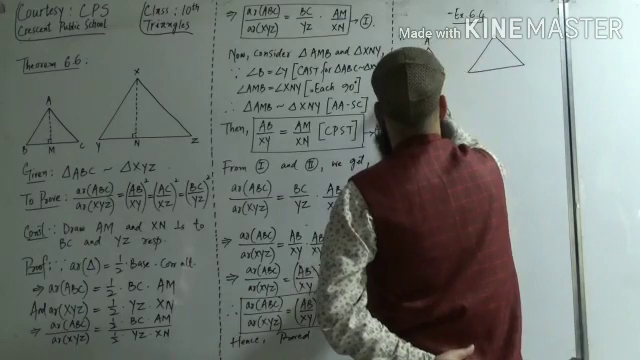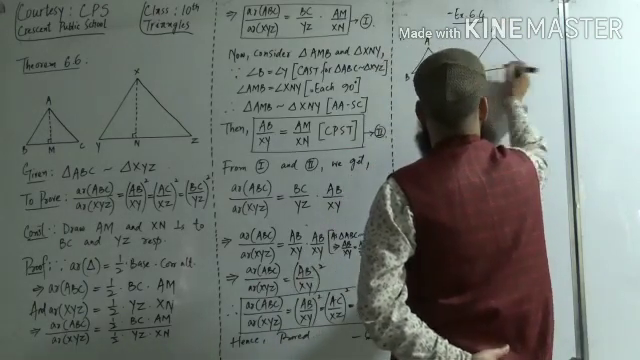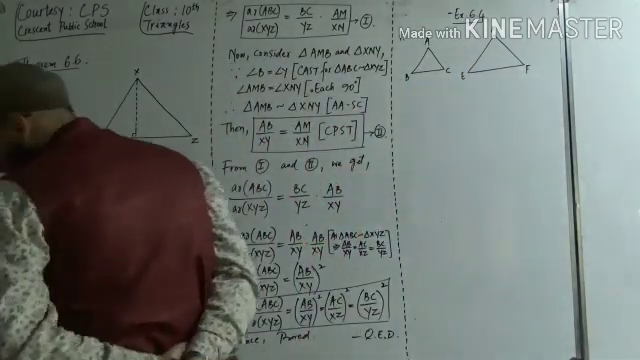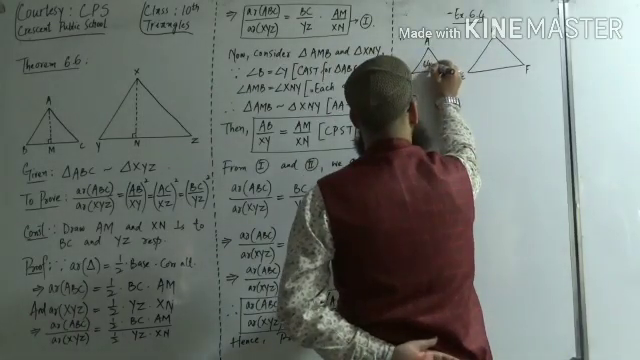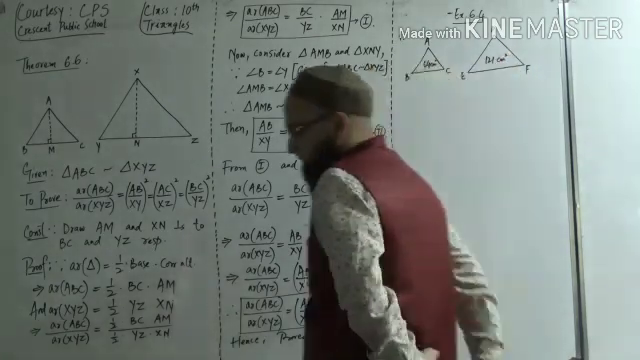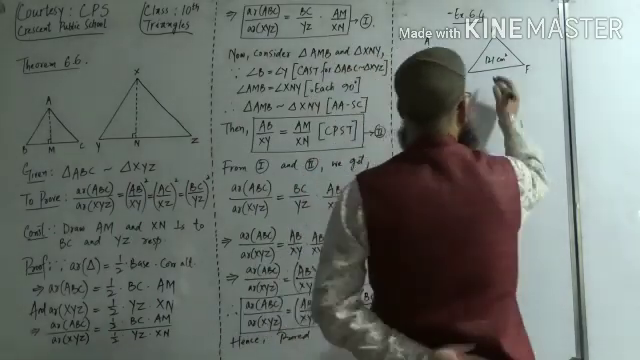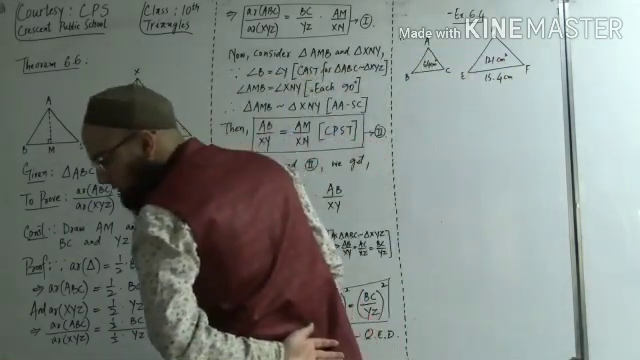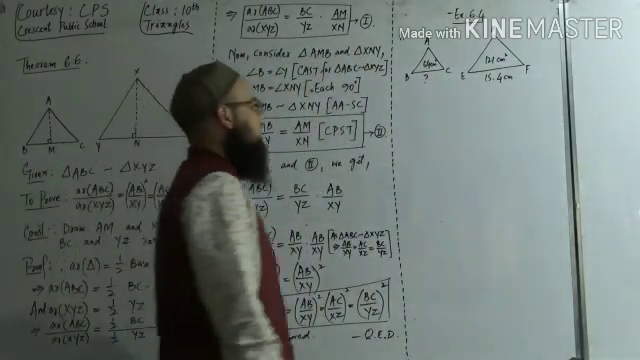This is ABC, DEF. These are similar triangles. Their areas are 64 square centimeter and 121. The area of this triangle is 64 square centimeter, and here you have 121 square centimeter. EF is 15.4 centimeter. Now you need to find BC. So this is your question.